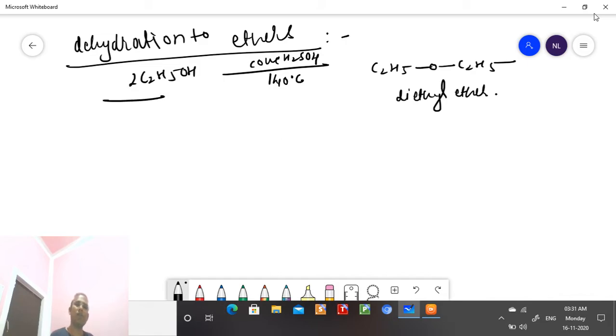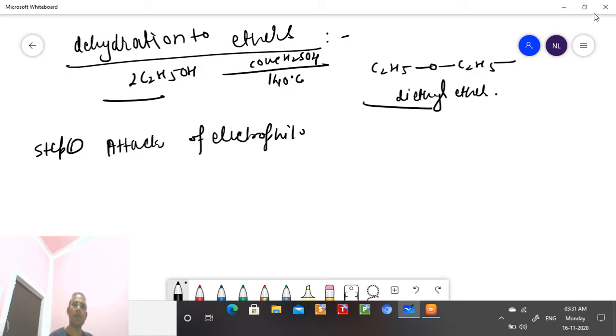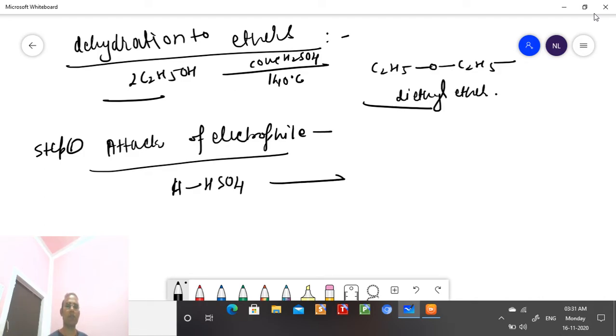So how is the mechanism happening? Let us have a look at the first step. Step number one is the attack of electrophile. So if you are talking about the attack of electrophile, how are you going to generate the electrophile? We have H2SO4. I am writing HSO4. So here, irreversibly, it is giving the electrophile, plus HSO4 minus. This is the electrophile, dear student.